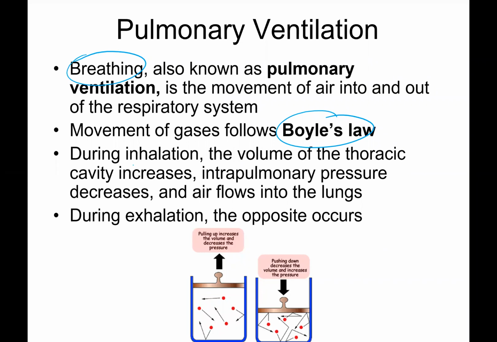Okay, so during the inhale part, the volume of the thoracic cavity increases. If you think about it, if you breathe in, and in this case we're going to exaggerate it, you breathe in very deep, just a deep breath in, your thoracic cage increases in size. It expands, and this expansion allows air to flow into the lungs. Then during exhale, as you breathe out, the thoracic cage starts to decrease in size.